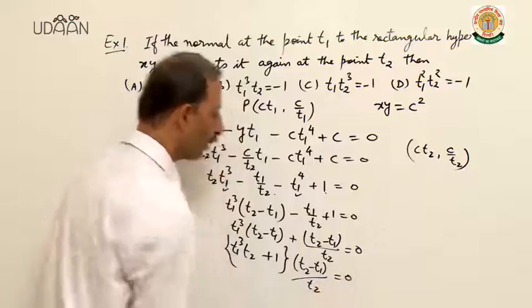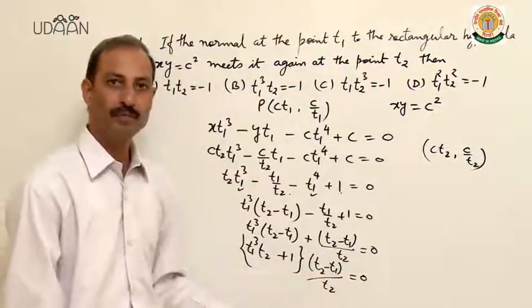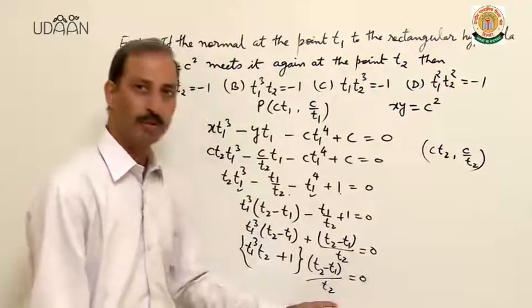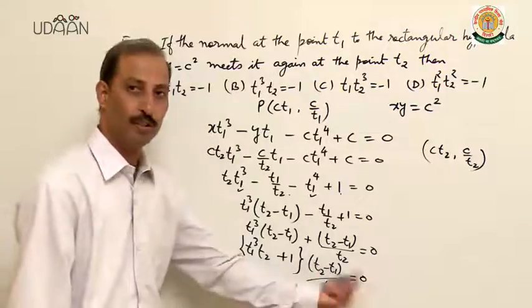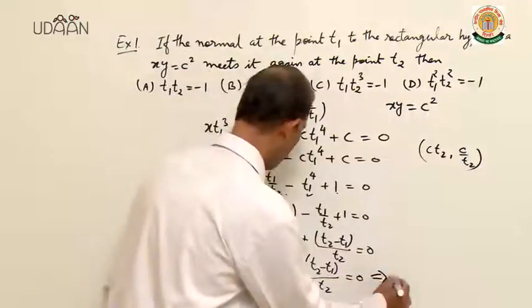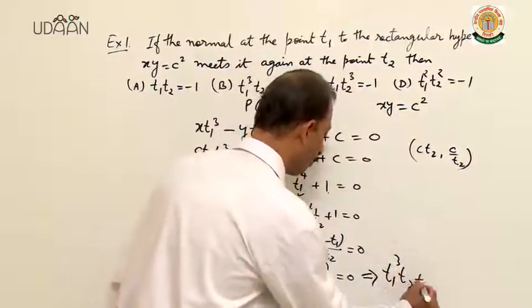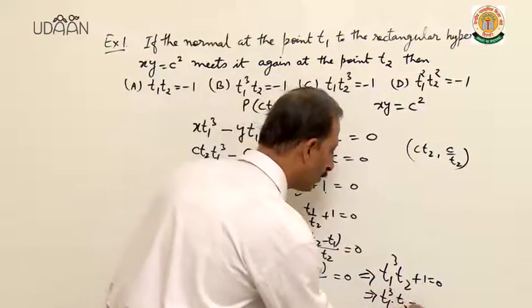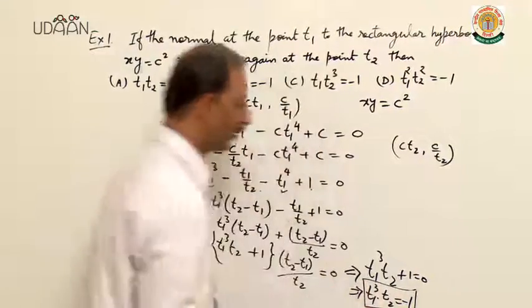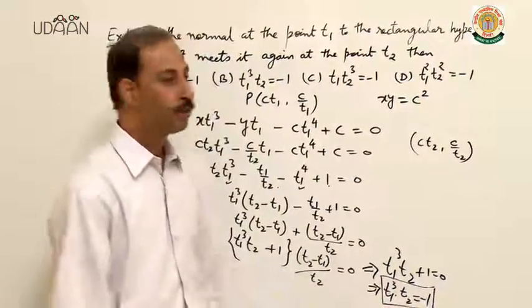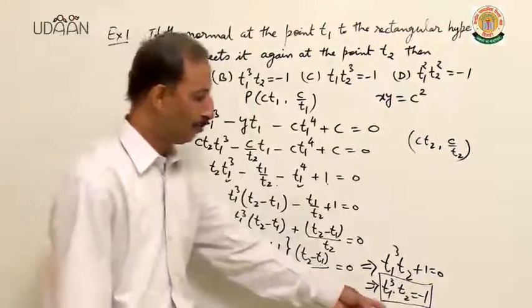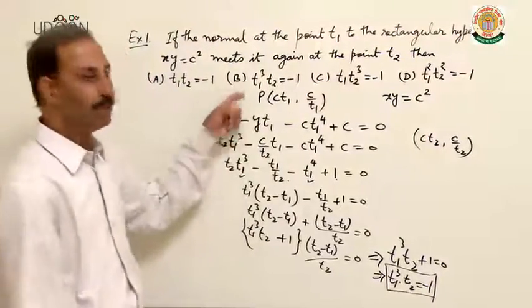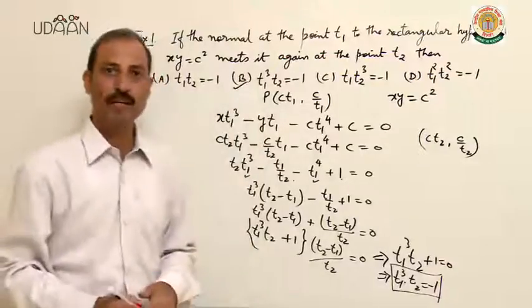You know children, t2 will not be equal to t1 because these two points are different points, and t2 we will multiply on this side, it becomes 0. So this value should be 0. So we will get from here t1 cube into t2 plus 1 equal to 0. So what is the relation between t1 and t2? t1 cube into t2 is minus 1. So that is the result between t1 and t2. So you can identify which option matches this. t1 cube into t2 is minus 1, so option B is the correct option. So this is your correct answer.